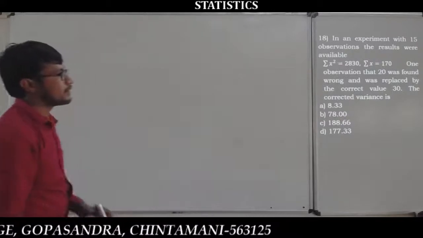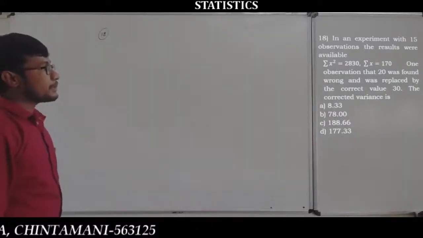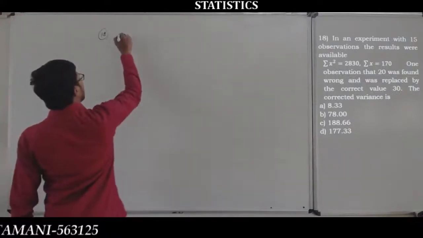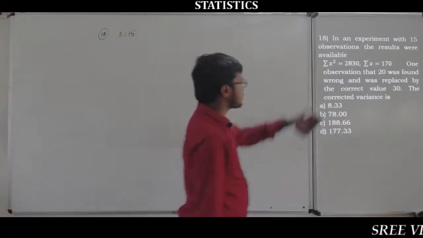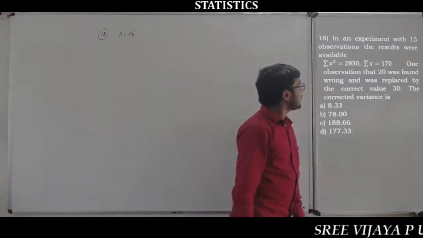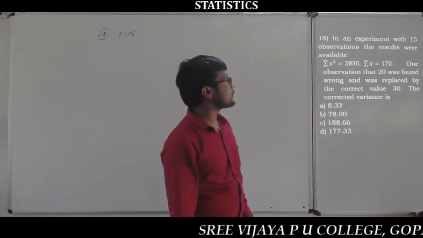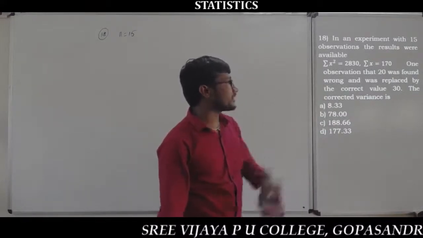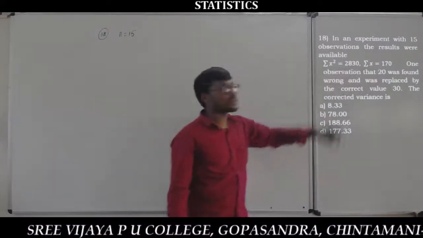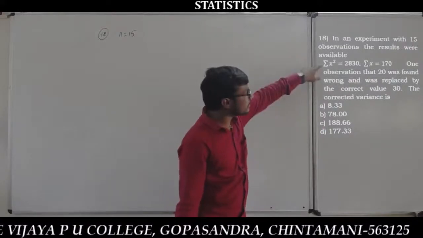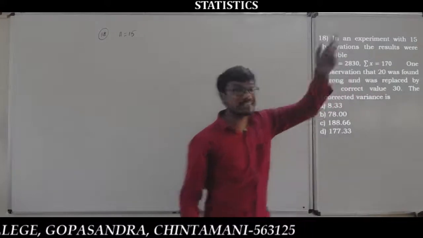So next one. In an experiment with 15 observations, the number of observations is 15. The results were summation of x square equals 2860 and summation of x equals 170. One observation of 20 was found wrong and was replaced with the correct value of 30. The corrected variance is. So these are not the exact values of summation of x square and summation of x, because in place of 30, they took 20, right? So further we can just change those values.